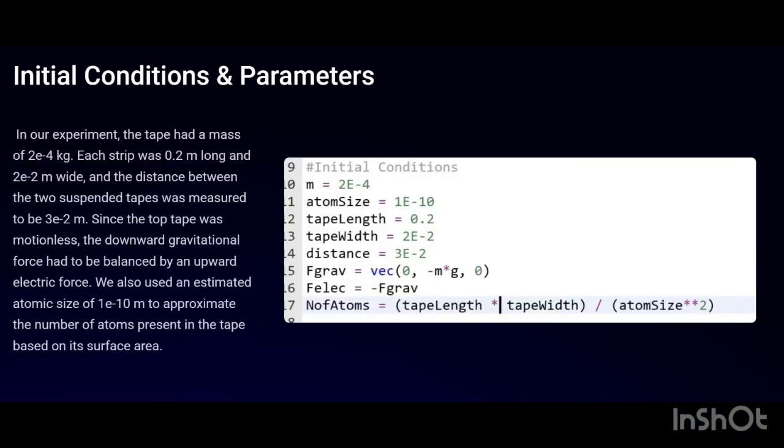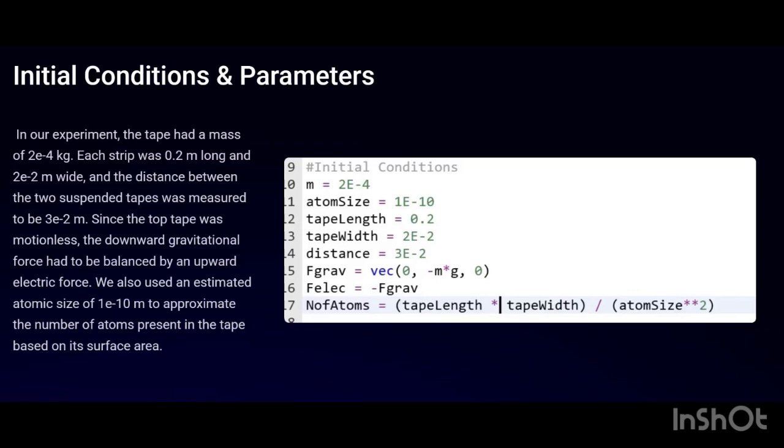For the initial conditions of our experiment, the tape had a mass of 0.2 grams, that is 2 times 10 to the negative 4 kilograms. Its strip was 20 centimeters long, which is 0.2 meters long, and 2 times 10 to the negative 2 meters wide. And the distance between the two suspended tapes was measured to be 3 times 10 to the negative 2 meters, or 3 centimeters.